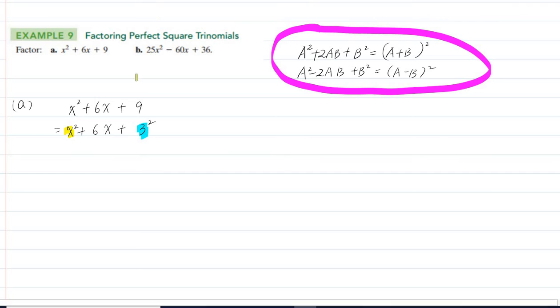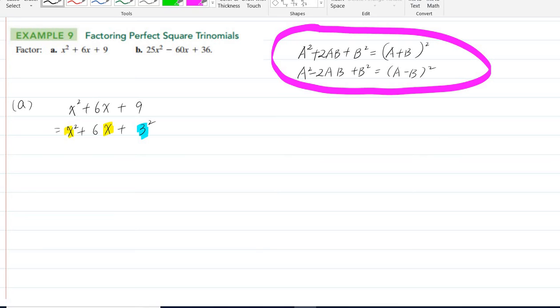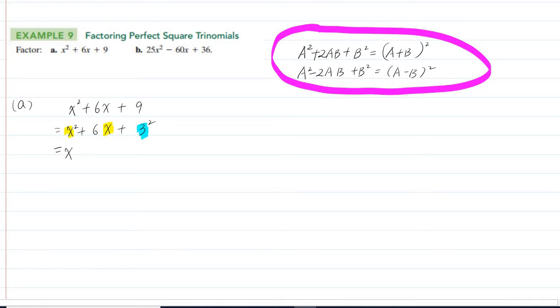Again, this is not something new, guys. I could rewrite this if you still don't realize how this works. I could write x squared plus, because we said 2ab, 2 times 3x, and then plus 3 squared. Then you should realize this is just the formula a squared plus 2ab plus b squared, where a is x and b is 3, so we have x plus 3, the whole thing squared. For this type of question, once you're used to it, it's really fast, hopefully.